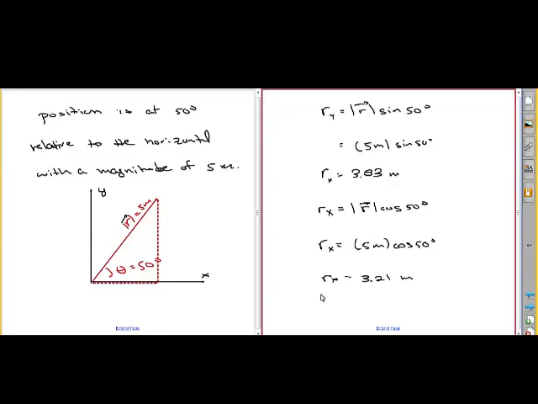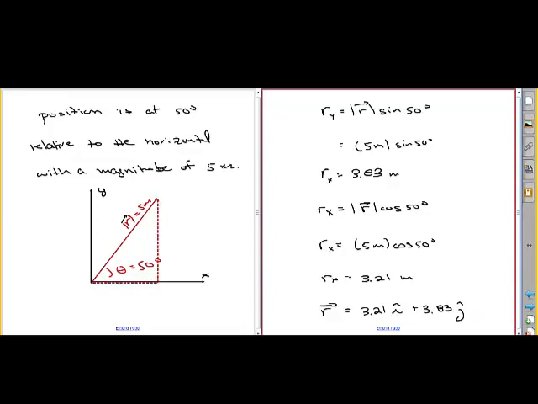3.21 meters. So in our notation, we would say that the position vector, which gives us both magnitude and direction, is going to be 3.21 i hat plus 3.83 j hat. So rather than describing the position vector relative to the horizontal axis and the total magnitude, we can break it up into the two components, which we specify using the unit vector.